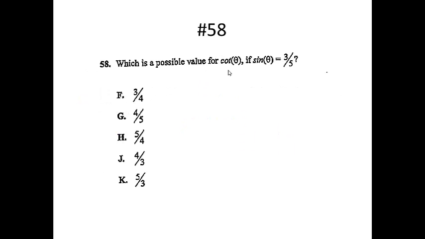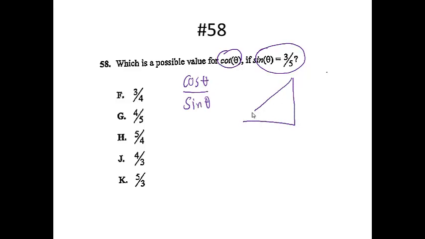Okay, 58, which is a possible value for cotangent theta if sine theta is equal to 3/5. Well, first of all, hopefully you remember that cotangent is equal to the cosine of theta over the sine of theta. The next thing that we need to do is try to find, we know the sine theta, we just don't know cosine, so I'm actually going to draw a triangle here. Okay, and we know that sine is opposite over hypotenuse, so this will be 3 over 5. And if you use SOHCAHTOA or you're familiar with your special triangles, this side is going to be 4.